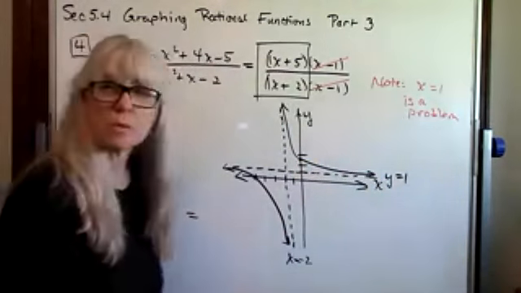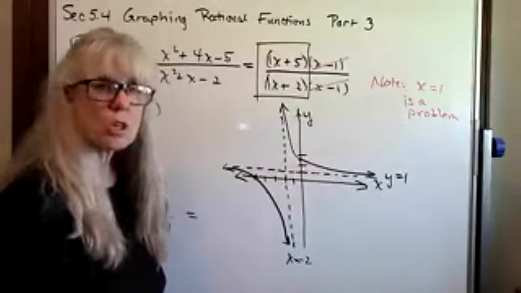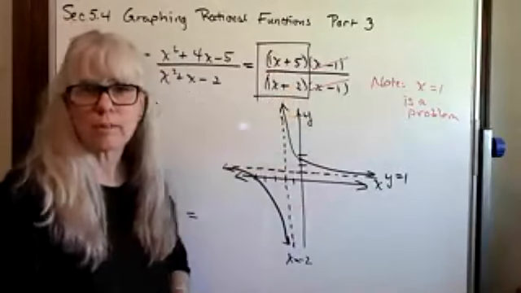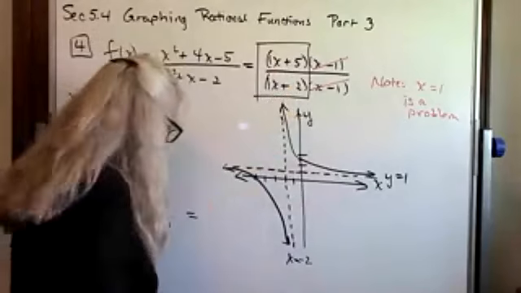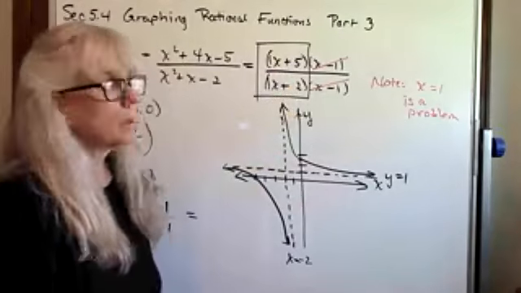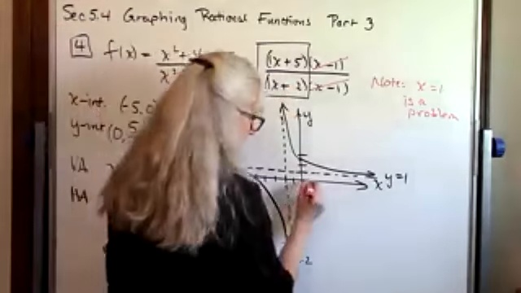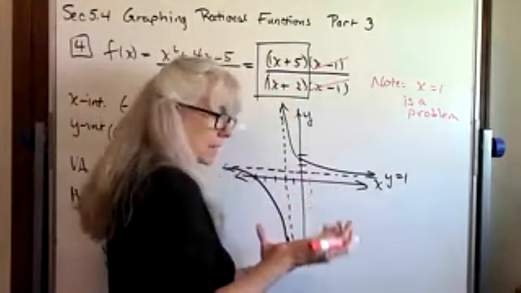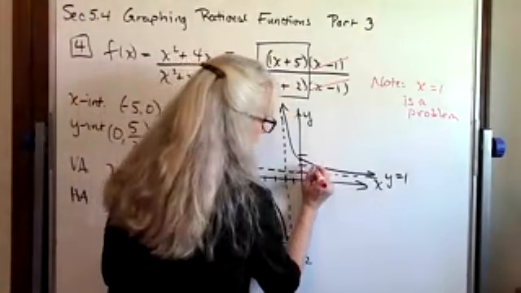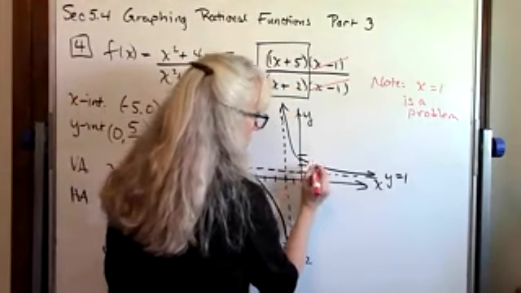Looks very similar to the one we graphed the very first time, and it should because it was a linear factor over a linear factor, so it makes sense. But now we have to address our problem with our hole, right? So we're going to recognize that in the original function, x cannot be 1. So wherever x is 1 on your picture, you're going to go directly up to the graph itself, and you're going to make a hole.